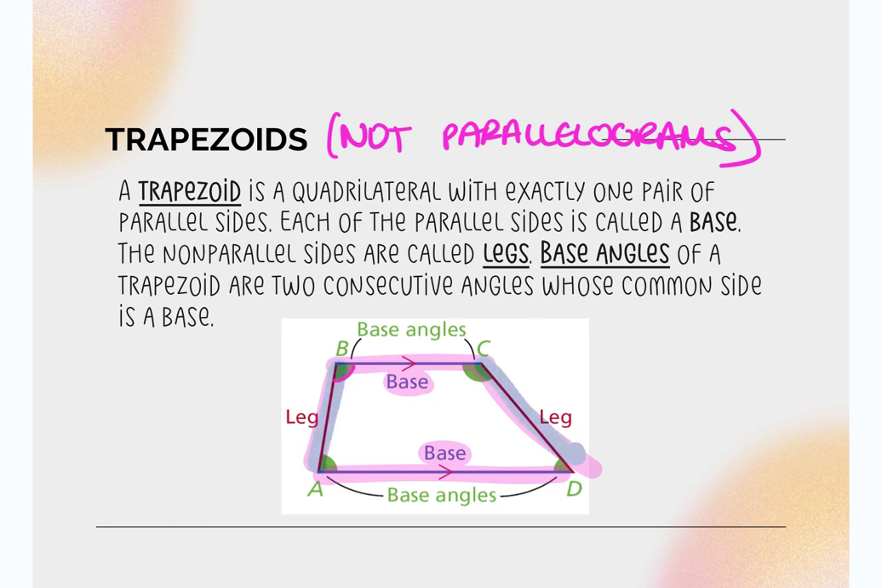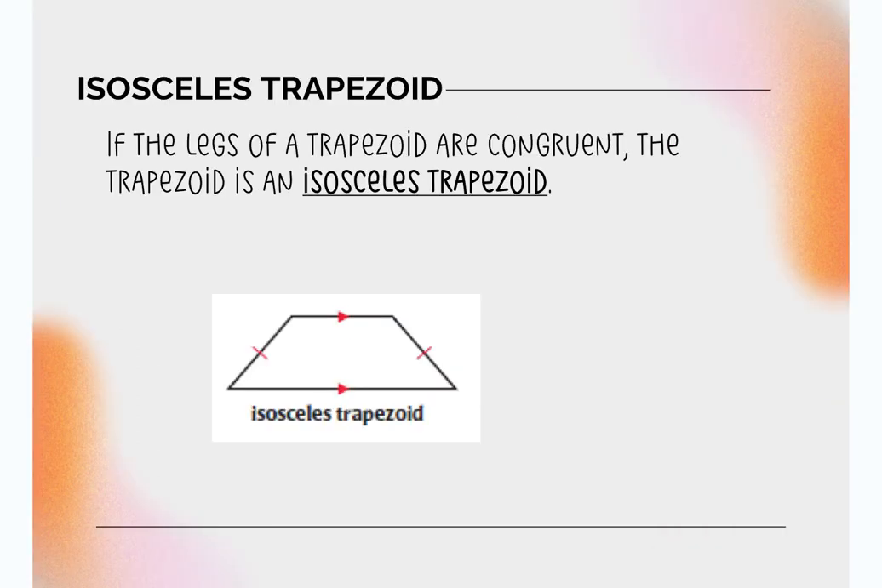The base angles are where the leg meets the base. And they are in pairs. So this is a pair of base angles, and this is a pair of base angles. An isosceles trapezoid is a trapezoid in which the legs are congruent. So the 2 sides here that are non-parallel are congruent.